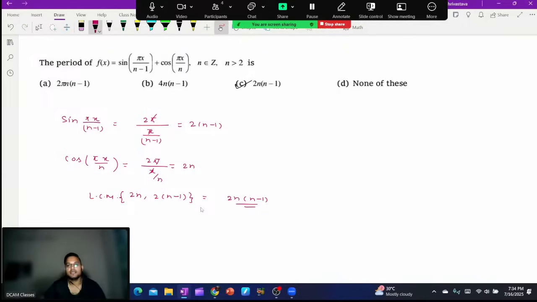तुमने क्या गड़बड़ी कर दी? तुम्हारा 4, अच्छा. LCM means you have to take the common terms 2, n and n minus 1. When the terms are getting repeated, you have to take them only once. That's the concept of LCM.